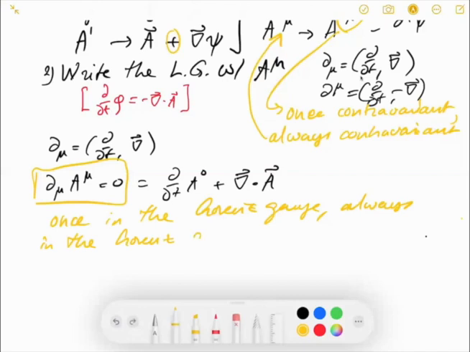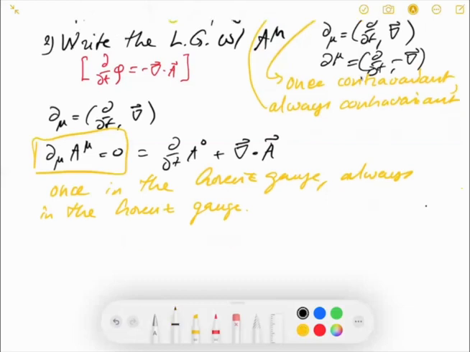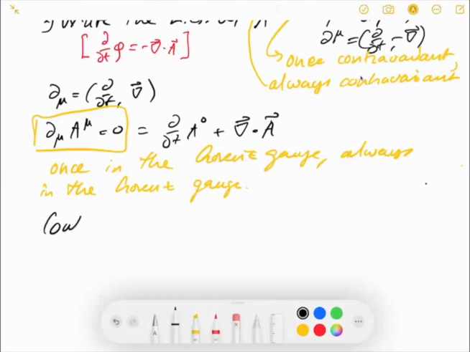Because that expression is independent of the Lorentz transform. So once you pin it to that gauge, you're always going to be in that gauge. One thing for which you cannot do this is the Coulomb gauge.